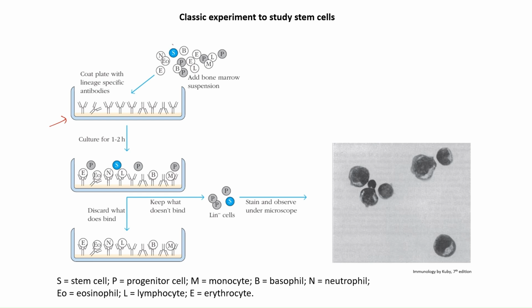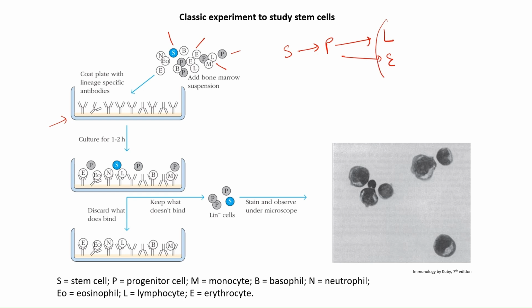As you can see here, S for stem cells, E for eosinophil, L for lymphocytes, P for progenitor cells. Now each of these cells has some specific markers on their surface. Some markers are common, some markers are different. Now from stem cell we get progenitor cells, from progenitor cells we get differentiated cells like lymphocytes, eosinophils, etc.